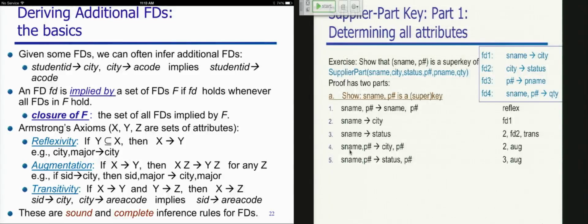You can take S name and P number and use augmentation to add P number to both sides on rule 2. So I'm taking this rule, I'm using augmentation, I'm using P number on both sides. So now S name and P number gives me city and P name. And I can take rule 3 and augmentation to say that S name and P number is giving me status and P number. Any questions so far?